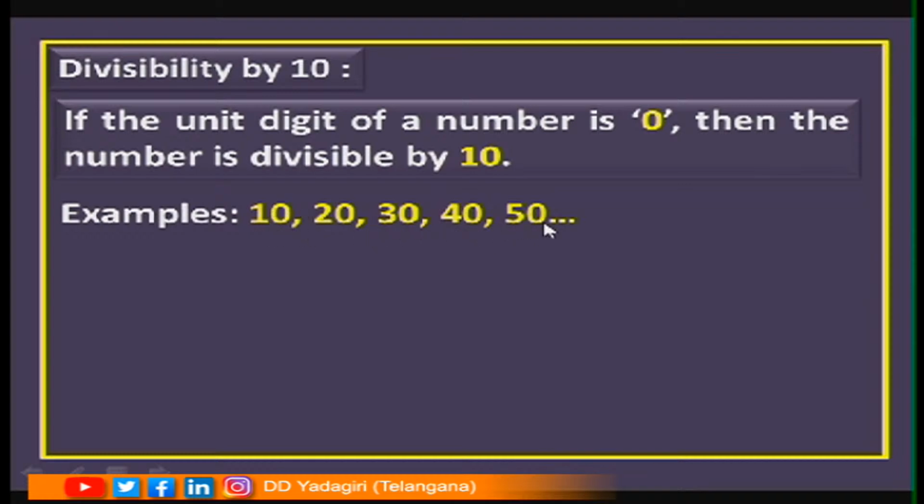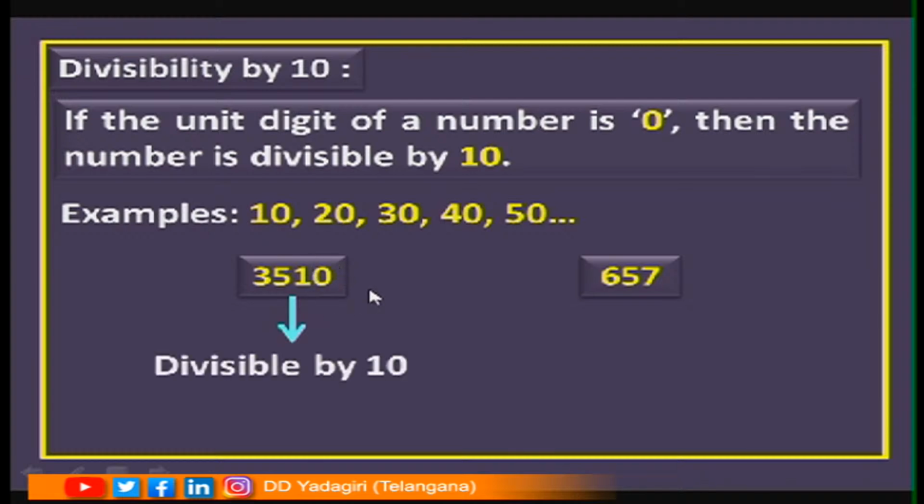So, everywhere we have 0 in the ones place or the units place, these numbers are divisible by 10. Now, let us take two more examples, that is 3510 and 657. If you notice the first one, that is 3510, the ones or units place is 0. That means this number is divisible by 10.